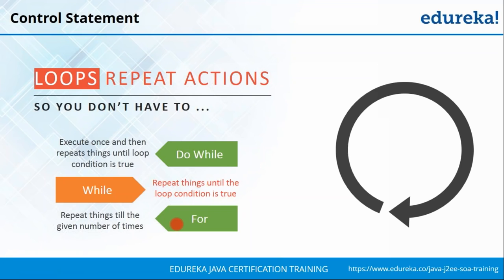So let's say you want to execute a certain set of statements 10 times, then you can put it in a for loop and specify that it has to run 10 times. So I hope you're clear with respect to the three types of loops we have.